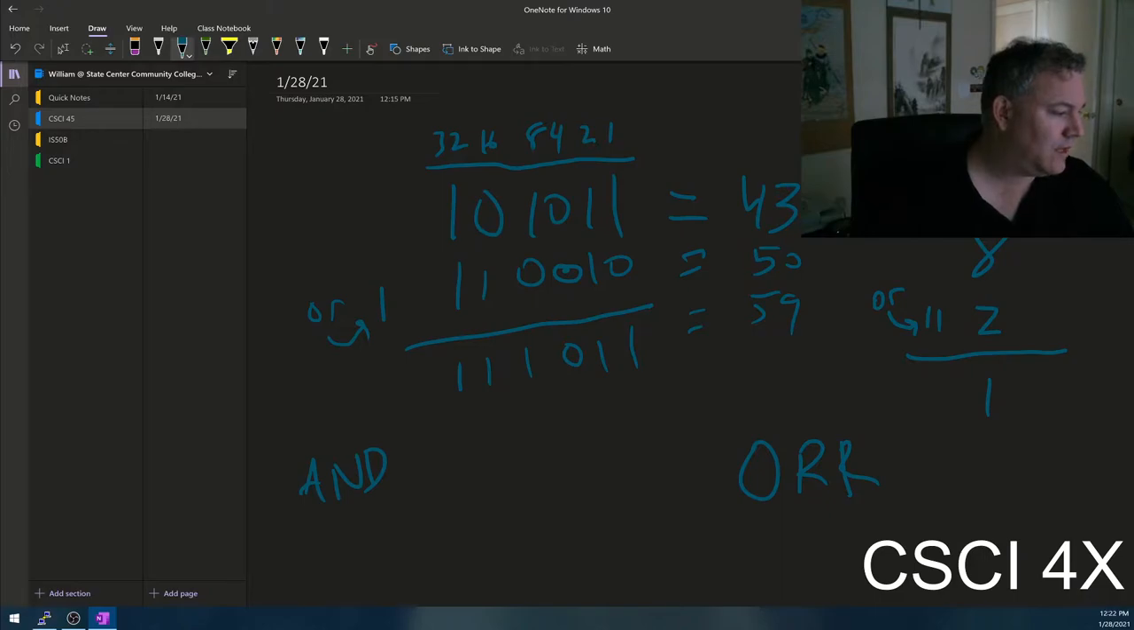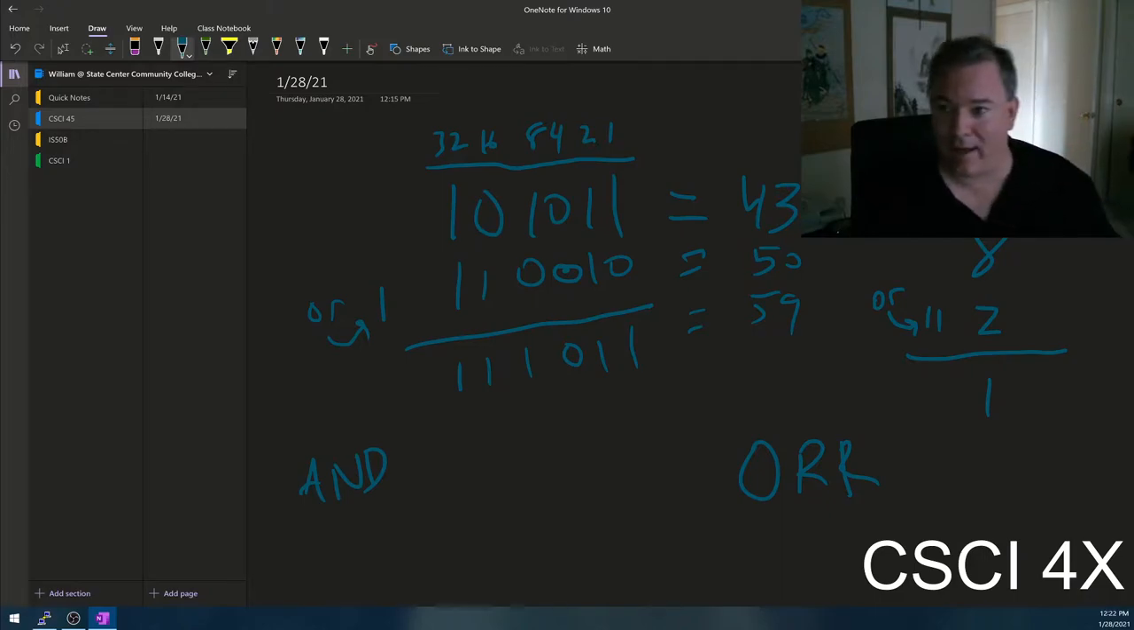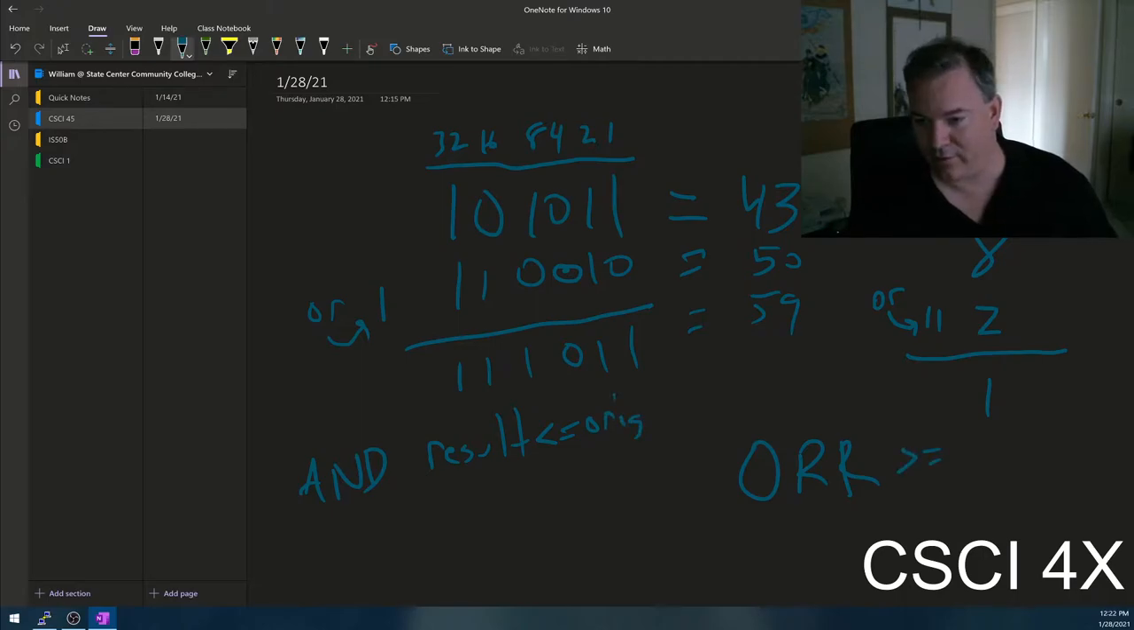So can either be the same number or higher? Yeah, for AND, the result is always less than or equal to the original numbers. And with OR, it's always greater than or equal to the original numbers. For bitwise, right? 8 bitwise OR with 2 is 10, but 8 bitwise OR with 8 is 8, right?